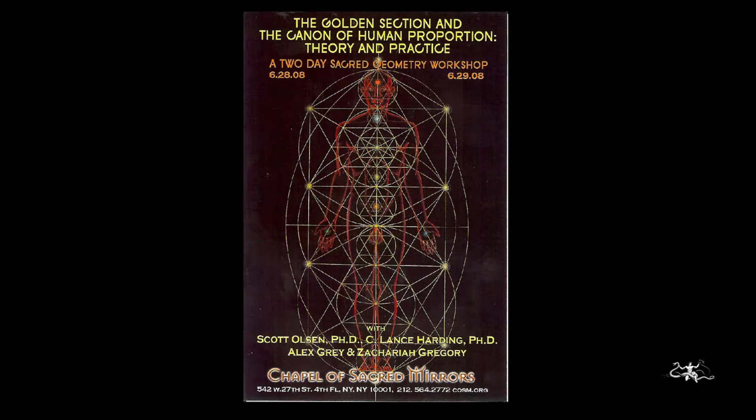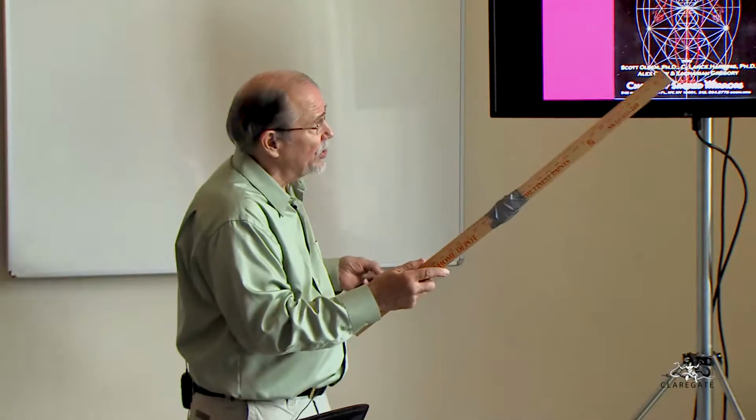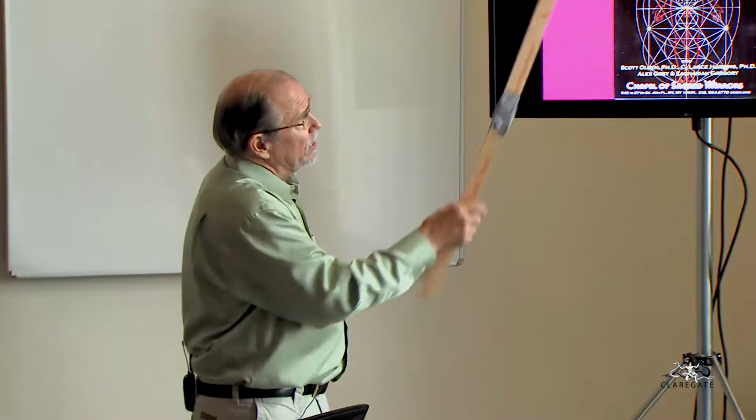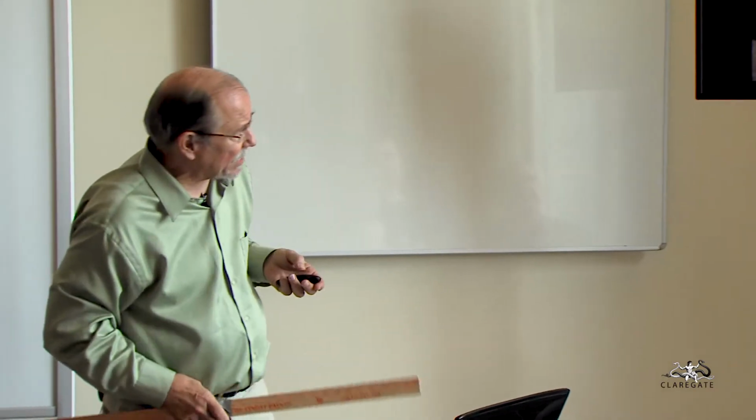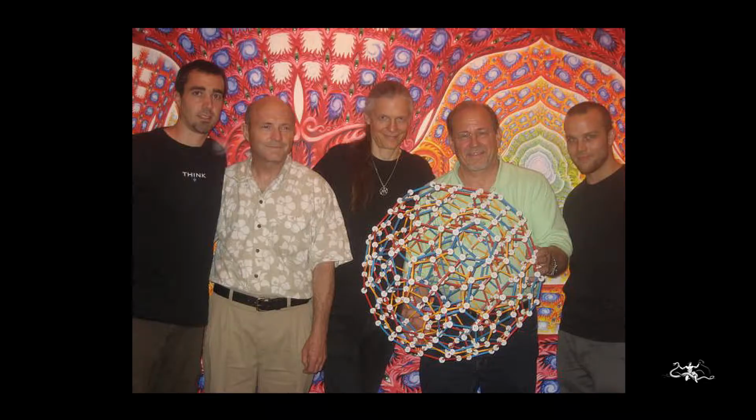Lance Harding went with me to the Chapel of Sacred Mirrors, where you've got Alex Grey, the visionary artist, and we did a seminar on golden section and the canon of human proportion theory and practice. Here's Alex Grey, here's Lance Harding, Dan Duddy, here is Zachariah Gregory, who did a few drawings for my book.